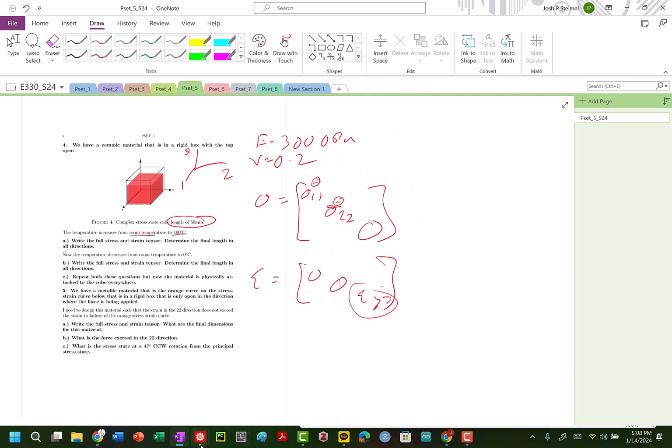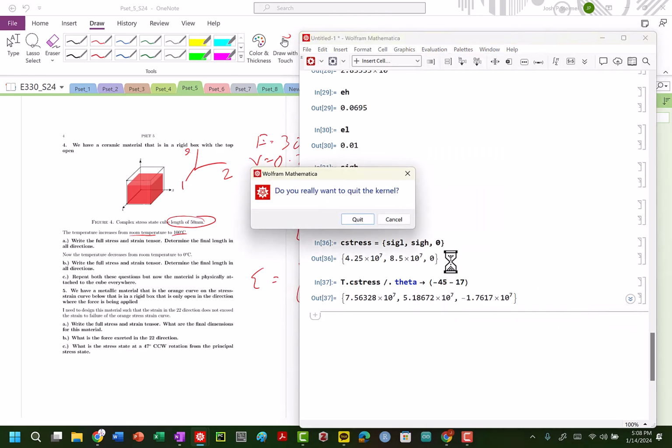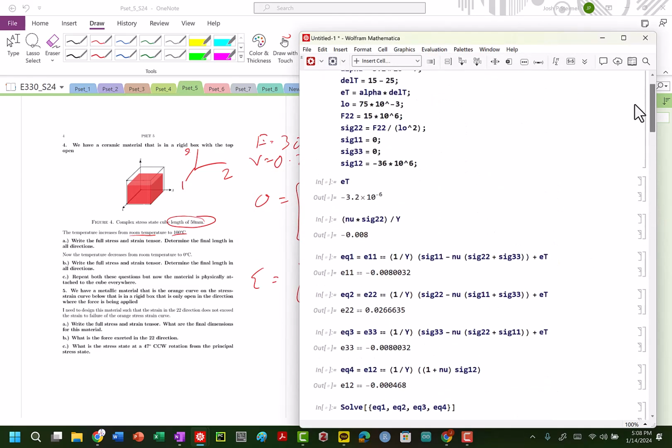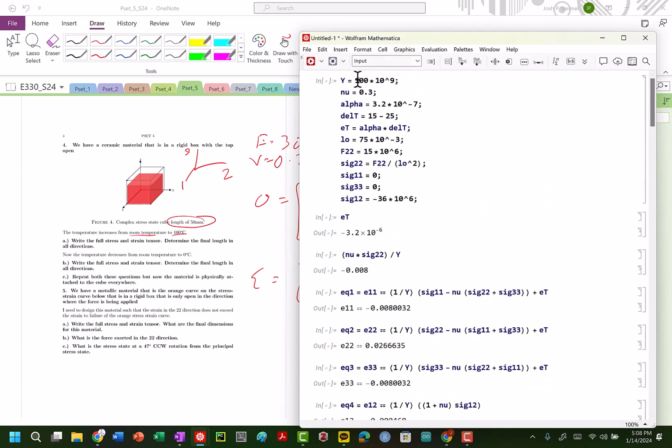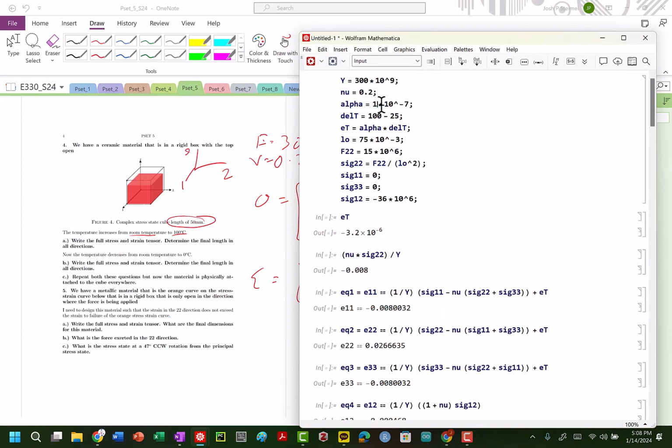So let's go ahead and work through this problem. Once again, I'm going to quit the kernel. I know this isn't best practices, but I'm going to go back to the top. We're dealing with a ceramic material, so we're going to change this to 300. We're going to change this to 0.2. Once again, this is tough, we are not given a thermal expansion coefficient. We are given the increase from room temperature, so basically 100 minus 25. For a ceramic material, we can say it's about, let's say, 1 times 10 to the minus 6. So let's just give it that so we can solve this problem.